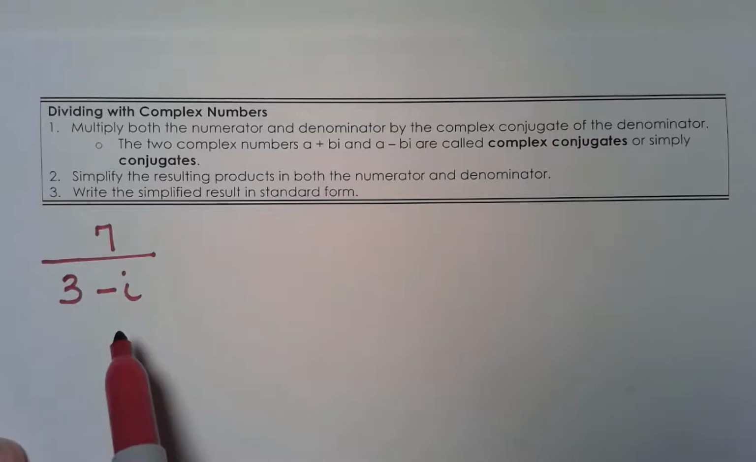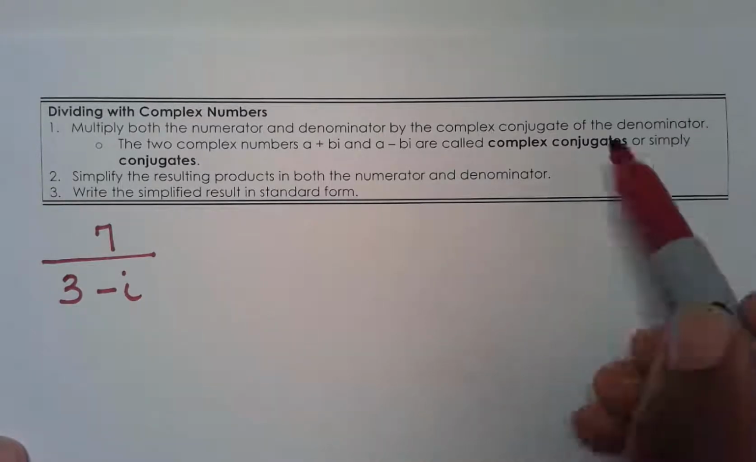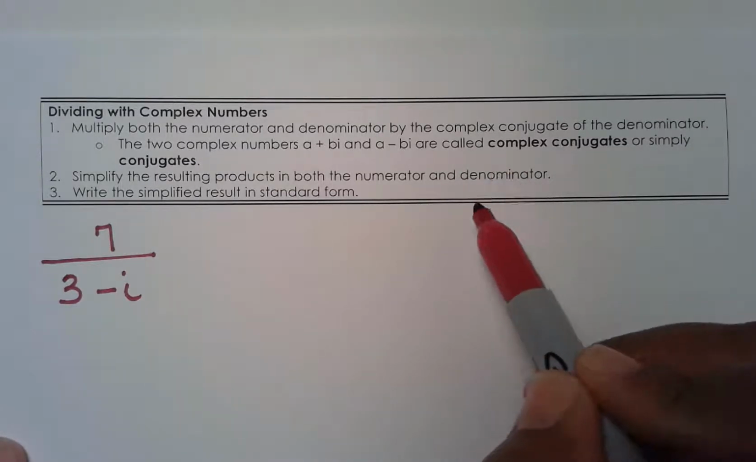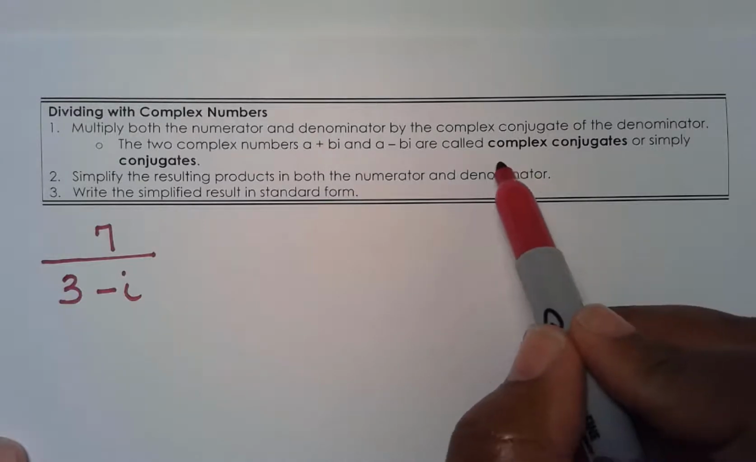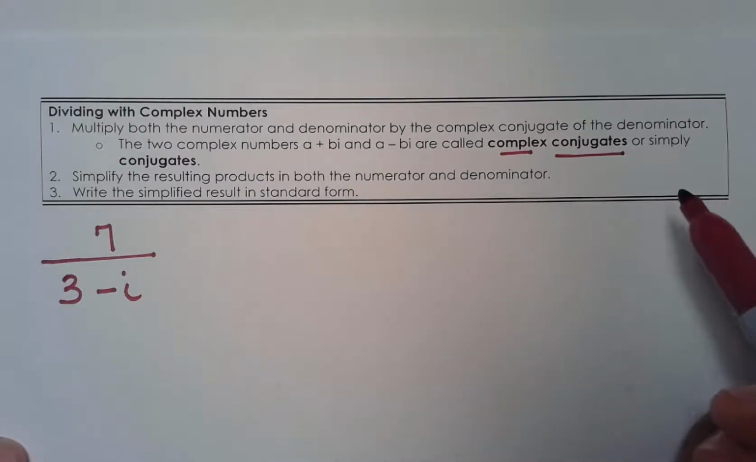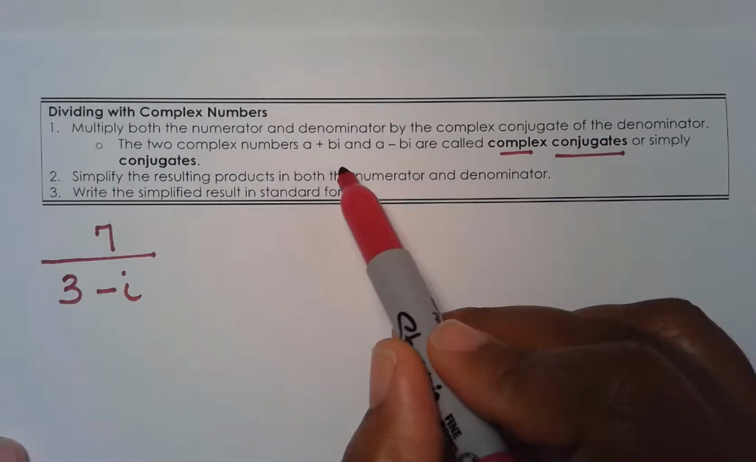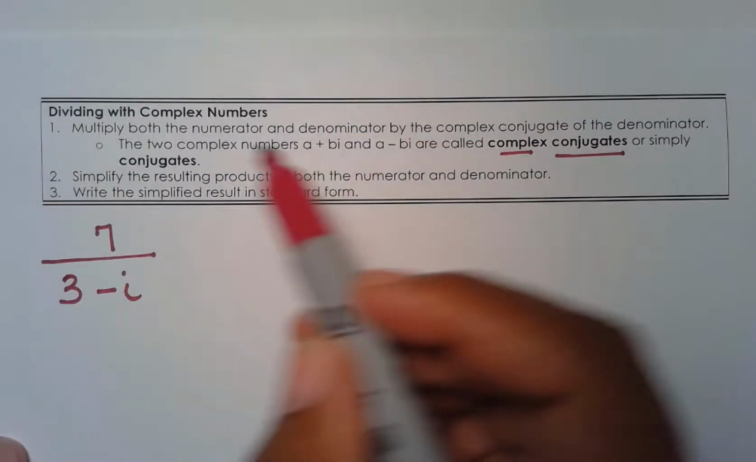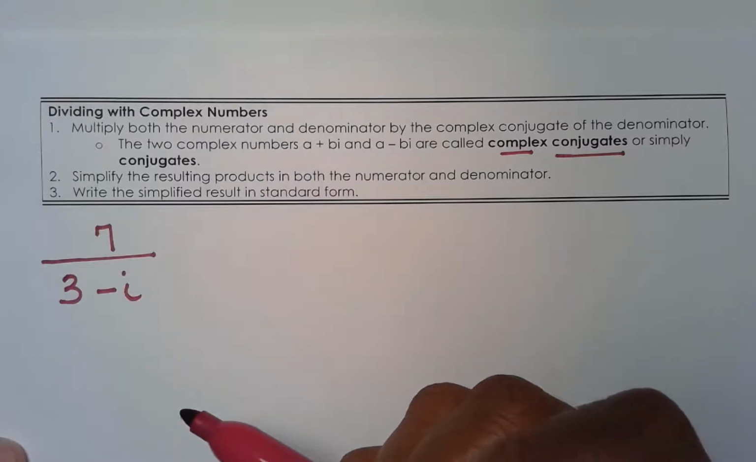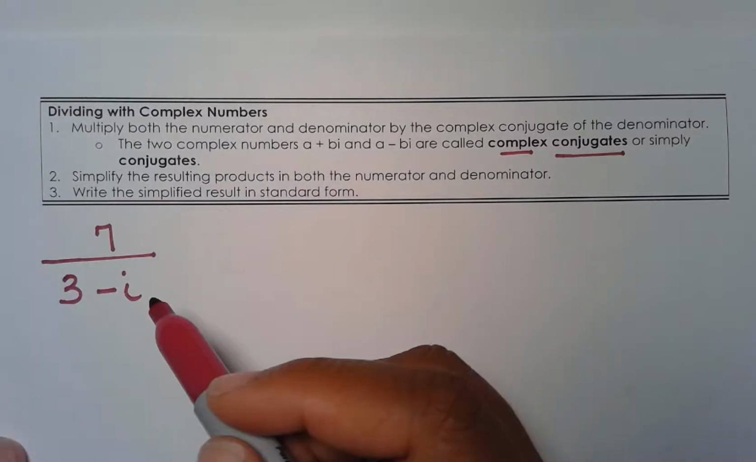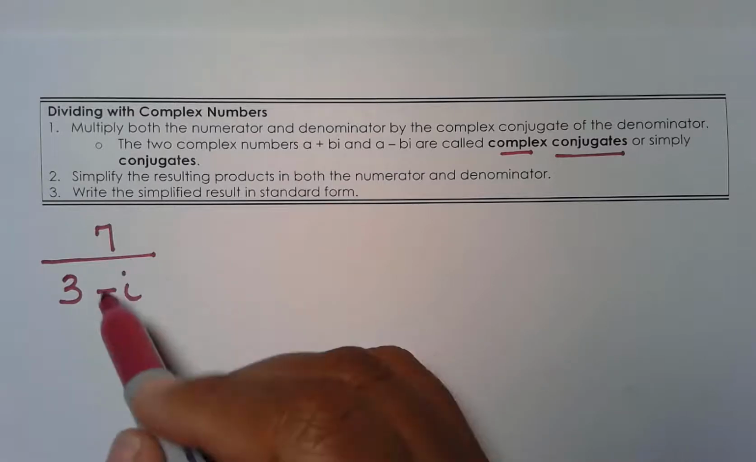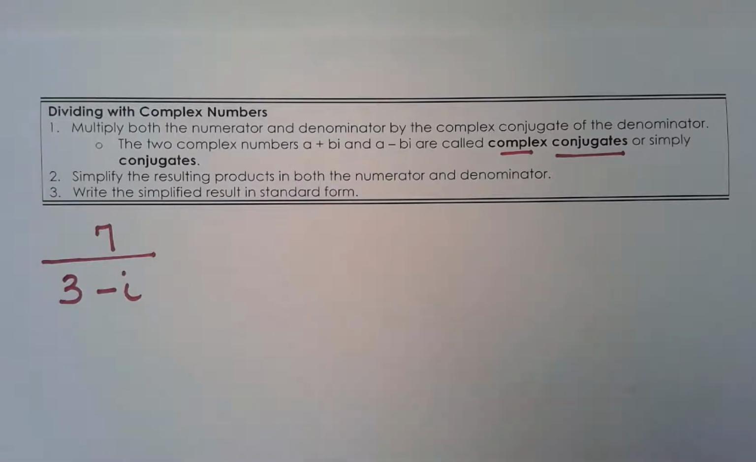So what we're going to do to eliminate the complex number that's in the denominator, we're going to create a fraction. And the fraction that we create will be what's called a complex conjugate, or just conjugate. So basically, to find the complex conjugate, you're going to take the opposite, meaning the sign.